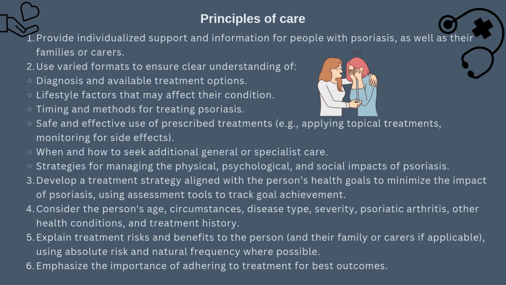Strategies for managing the physical, psychological, and social impacts of psoriasis. Develop a treatment strategy aligned with the person's health goals to minimize the impact of psoriasis, using assessment tools to track goal achievement. Consider the person's age, circumstances, disease type, severity, psoriatic arthritis, other health conditions, and treatment history. Explain treatment risks and benefits to the person and their family or carers if applicable, using absolute risk and natural frequency where possible. Emphasize the importance of adhering to treatment for best outcomes.